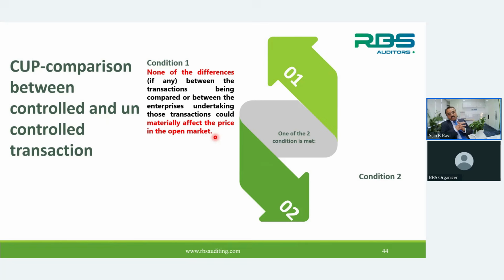None of the differences is material. That means a very minimal level of difference, then only you can adopt the CUP comparison method, because materiality affects the price in the open market. Second, if any minor differences are there, you should be able to reasonably adjust that price. Then only you can do the CUP comparison.